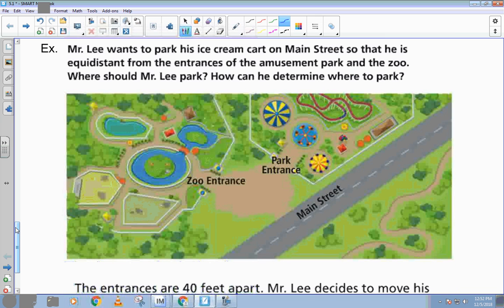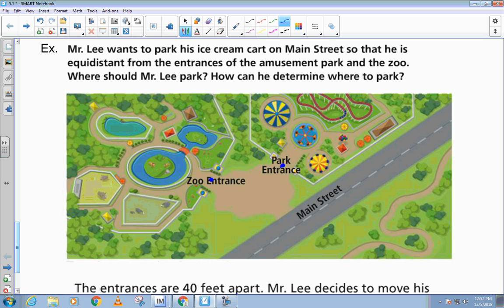Mr. Lee wants to park his ice cream cart on Main Street so that he is equidistant from the entrances of the amusement park and the zoo. Where should Mr. Lee park? How can he determine where to park? Okay, so here is the zoo entrance and here is the park entrance. And Mr. Lee wants to park his truck so that it is equidistant to the two entrances.